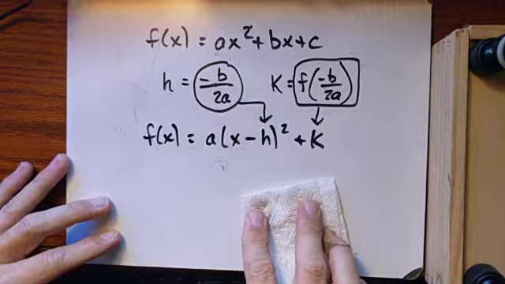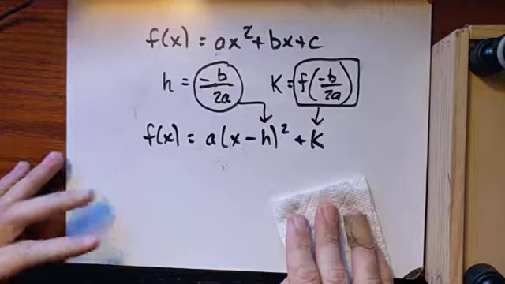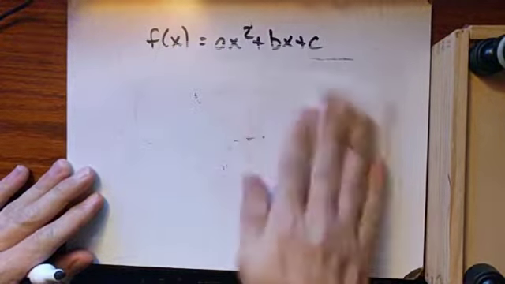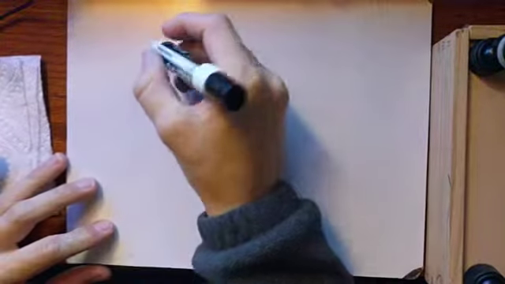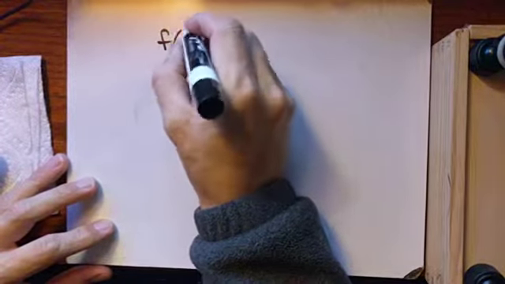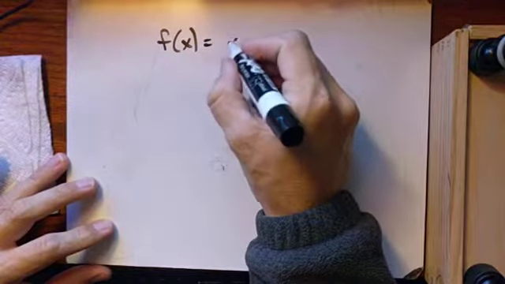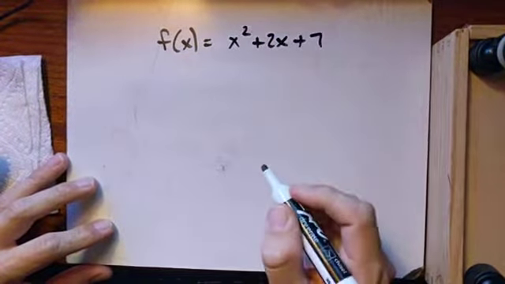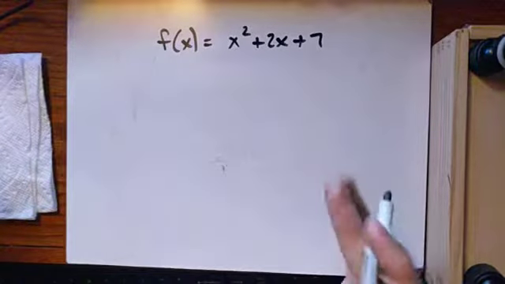And then I'll come back and show you how to do what's called completing the square with the same example. Okay, so let's say that we have, we'll start off with a simple example where a is 1. So we'll say x squared plus 2x plus 7. All right, right now, what do we know about this graph?